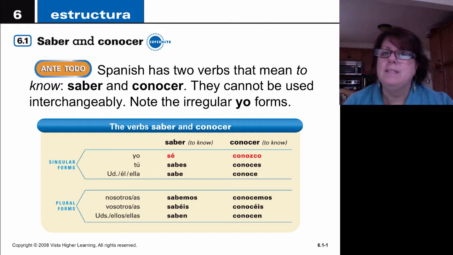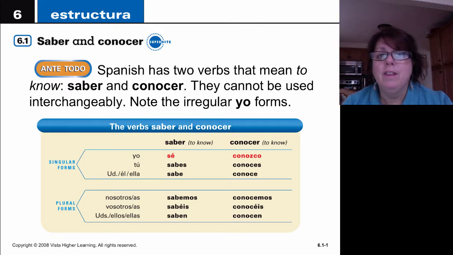The first verb is saber, S-A-B-E-R. Notice that you've known how to say yo sé and no sé, I don't know. So please pause the video and write down the forms of this verb. Yo sé, tú sabes, él, ella, or usted sabe, nosotros sabemos, and then the vosotros, vosotras sabéis, and ustedes, ellos, or ellas saben.